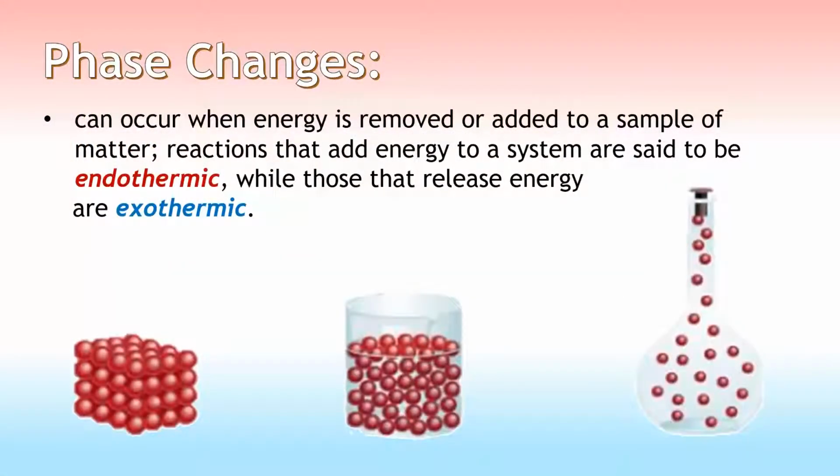Now, a solid can become a liquid, and a liquid can become a gas. And these phase changes can occur when energy is removed or added to a sample of matter. The reason why a gas will completely fill its container when a liquid will not is a difference in the amount of energy that is available. Reactions that add energy to a system are said to be endothermic, that is, the energy goes into the system, while those that release energy are exothermic, the system is losing energy.